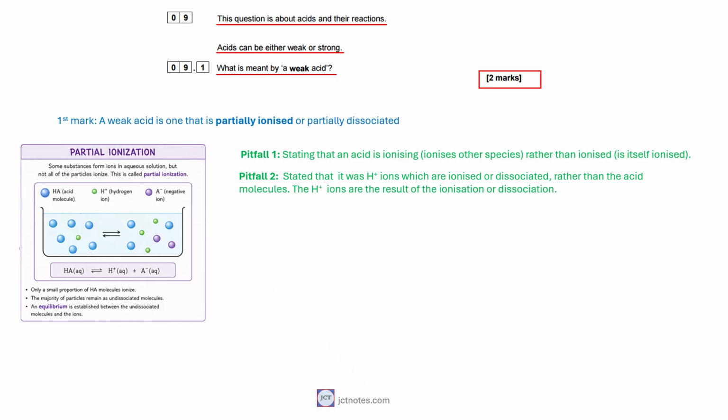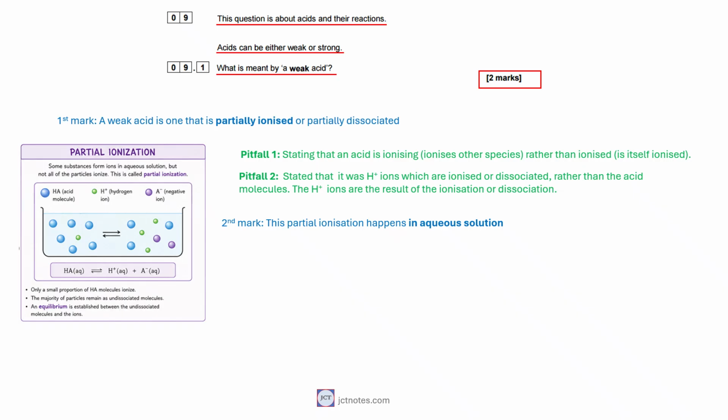For the second mark, we have to specify the environment where this takes place. This partial ionization happens in aqueous solution, which simply means when it is dissolved in water. The examiner noted that while over half of the students correctly remembered the term partially ionized to secure the first mark, many completely forgot to state that this happens in an aqueous solution. It's also vital to know that the second mark is fully dependent on the first mark. This means if you don't correctly state that the acid is partially ionized or dissociated, you cannot get the mark for mentioning the aqueous solution.